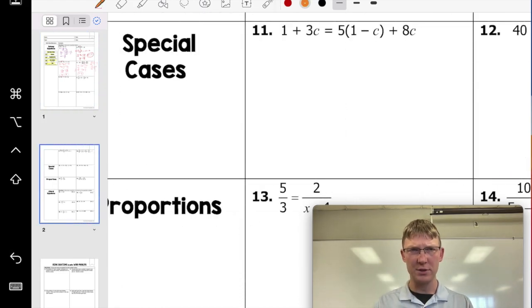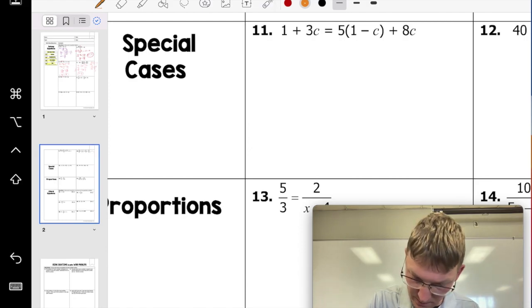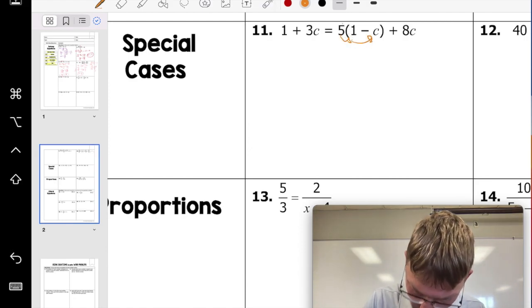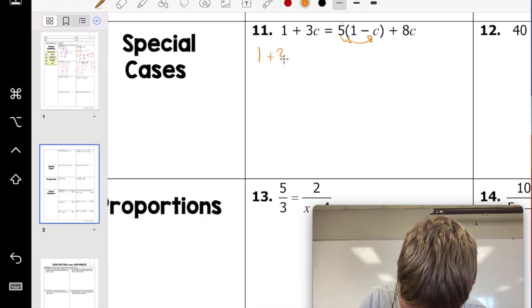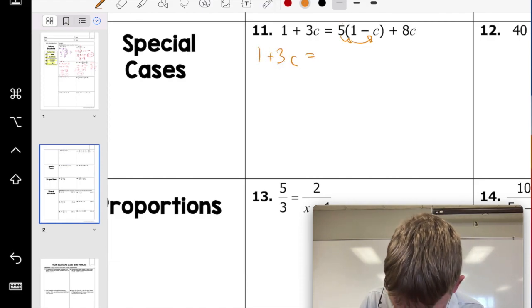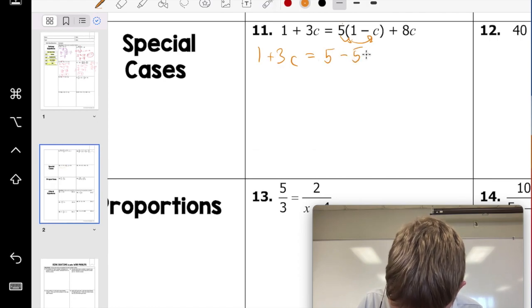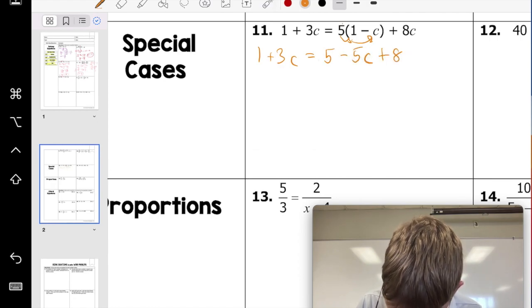So I wanted to go over some of these special cases. They'll happen occasionally, just to keep an eye out. So we're going to try number 11 here. So follow the same process we've been doing. We'll distribute this 5. So then we've got 1 plus 3c equals 5 minus 5c plus 8c.